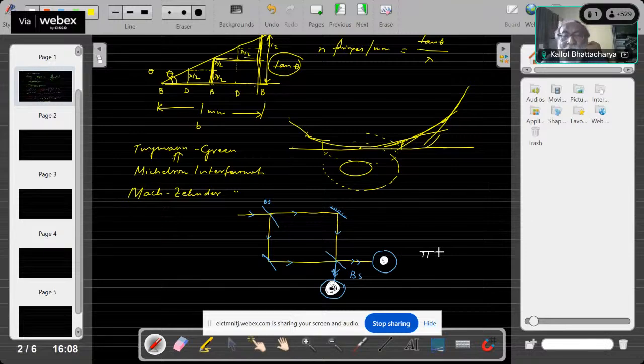Well, the question is why this happens. I do not have the time to discuss this, but let me tell you very briefly. See, the beam splitter is like a glass plate with one surface mirrored.